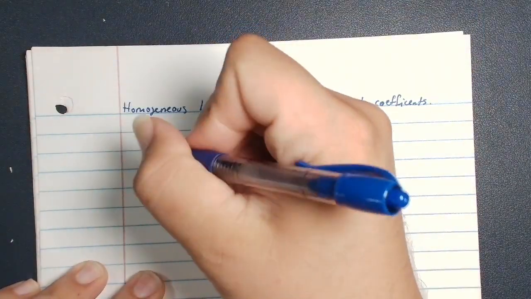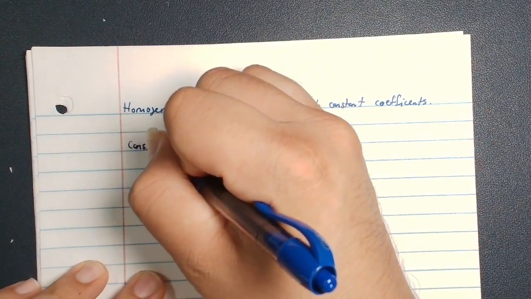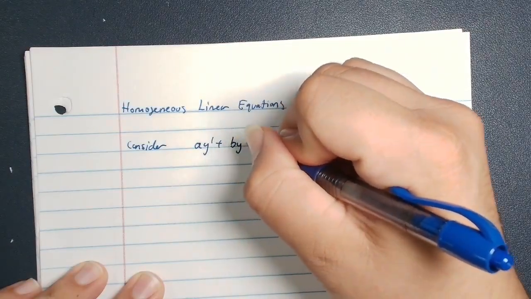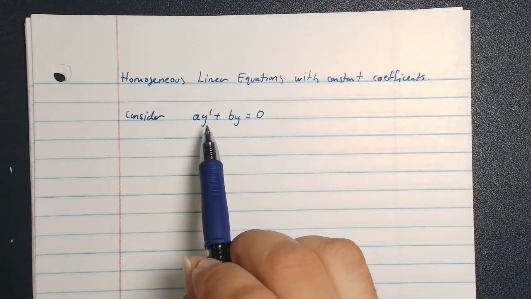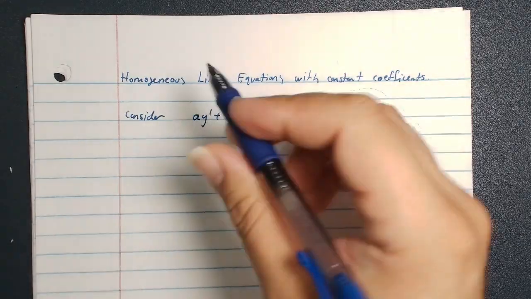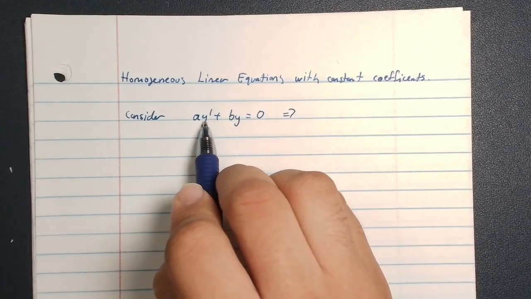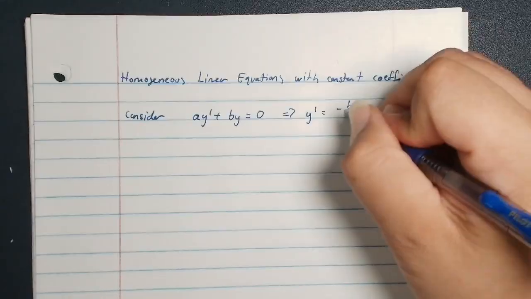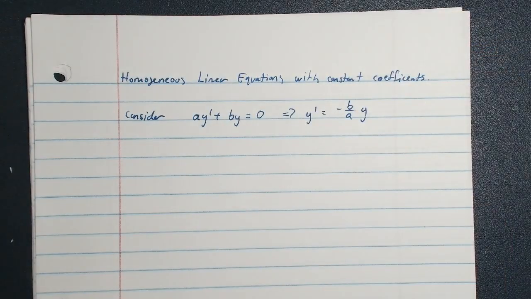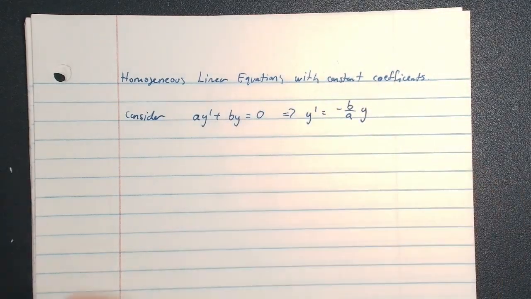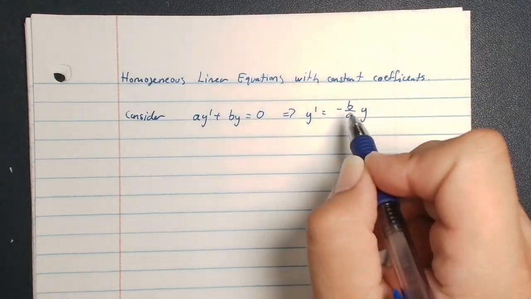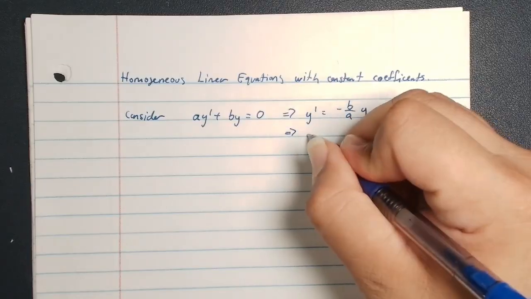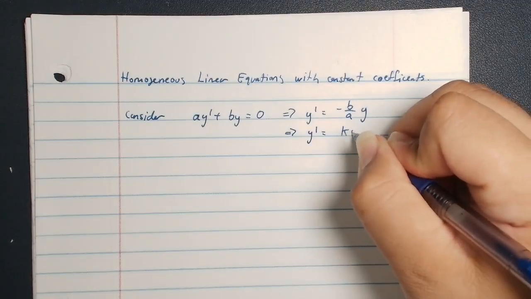Okay? So consider the following. Consider ay' plus by equals 0. Very simple differential equation, first order. Okay. Well, here I can always write this by isolating my y prime. That's going to be y prime equals negative b over a times y. Here, the a and the b are, again, constant coefficients. Well, this is just some number, right? Negative number over number is just a number. So here I can write this as just y prime equals a constant times y.